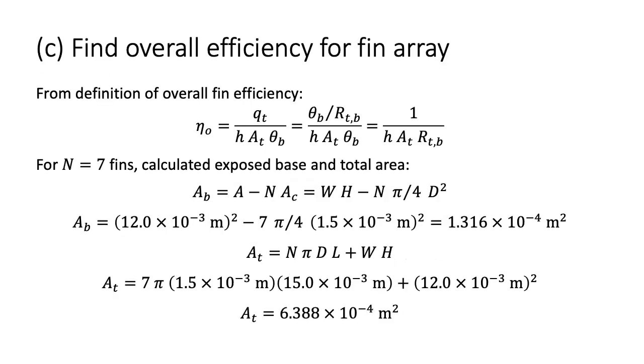For part C, we want to find the overall efficiency for the fin array, which is defined as the total heat transfer for the actual fin array compared to the maximum possible. From our resistance network and an analogy to Ohm's law, we substitute in for the actual total heat transfer to get the simplified result shown. For our calculations, I rounded the number of fins up to 7. Based on this, we calculate the exposed base area and total array area as shown.